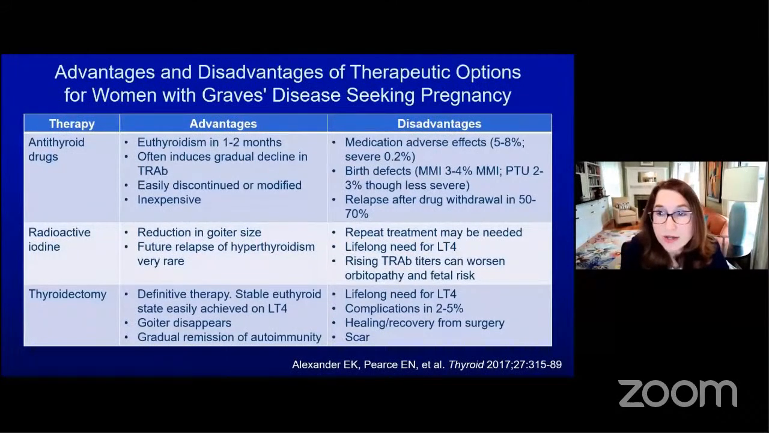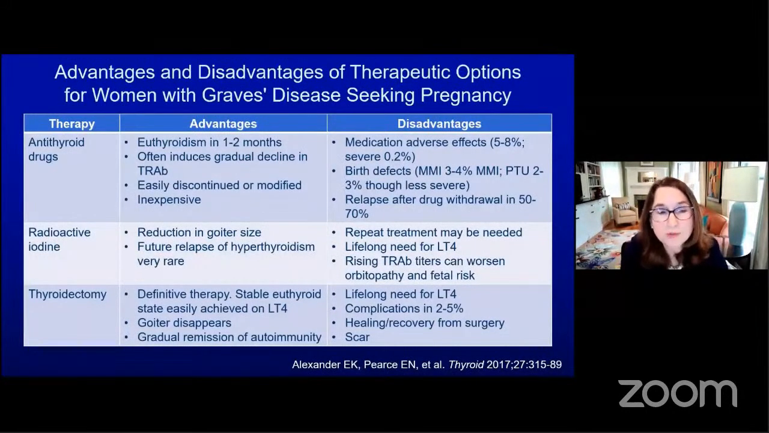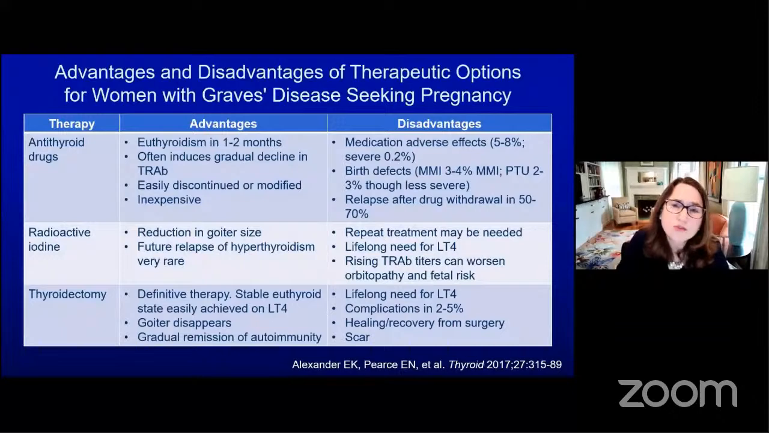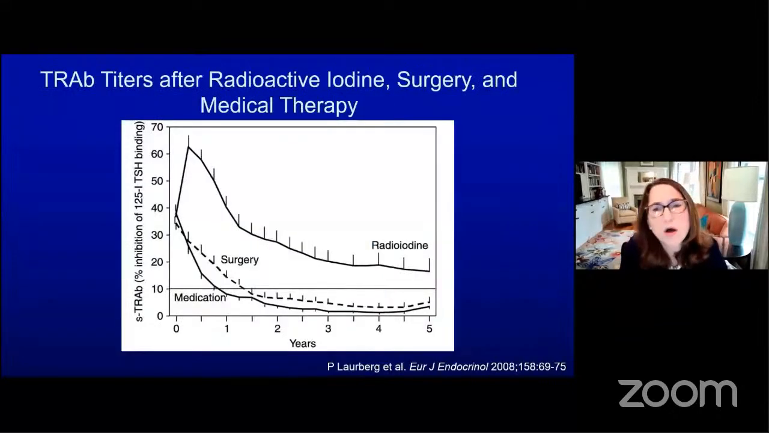For radioactive iodine, we specifically recommend against becoming pregnant within 6 months after treatment. So in women who are older or who have concerns about fertility, they may not desire waiting a long time, and those options may be unattractive. We also need to think about the effects of all three treatment modalities on the TSH receptor antibody stimulating titers.